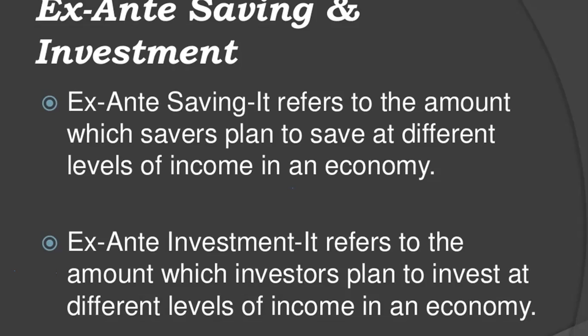Equilibrium occurs when ex ante saving and ex ante investment are equal to each other. In the economy, equilibrium is determined when the planned saving is equal to the planned investment. However, both these concepts are equal only at the equilibrium level of income. It happens because of three reasons.